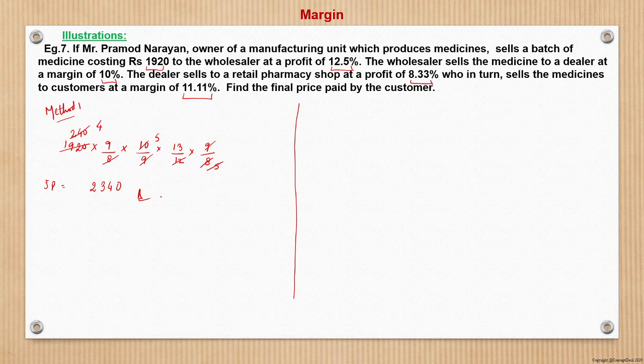I just check the calculation once again. I hope the calculation is correct. 1920 into 9 into 10 into 13 into 9 divided by 8 divided by 9 divided by 12 divided by again 8, and this is equal to 2925. I think we have done some calculation mistake somewhere, let us see.